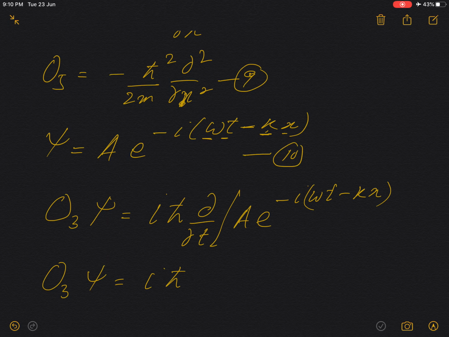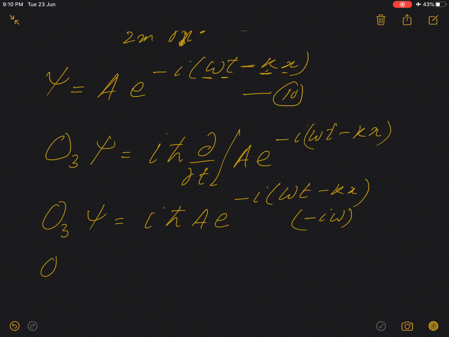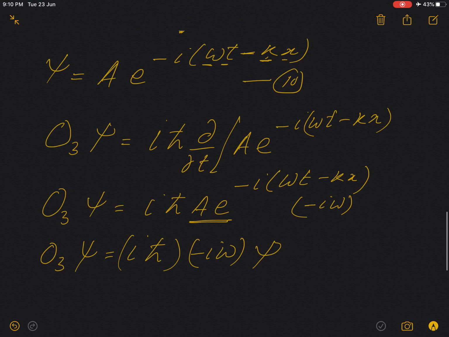So only this part gets affected. But the function itself, e raised to the power, the derivative and integration remain the same. And then with respect to time, only this part will be differentiated. So with respect to time we differentiate only minus iω. If you see very carefully, it's O3 psi equal to iħ into minus iω, and I need not tell that the remaining term is nothing but psi.